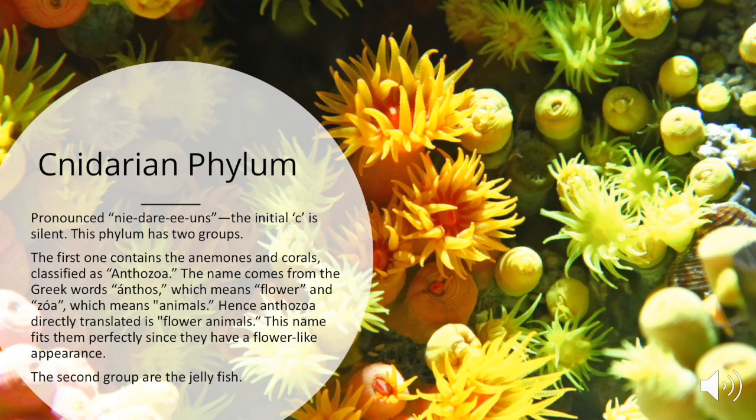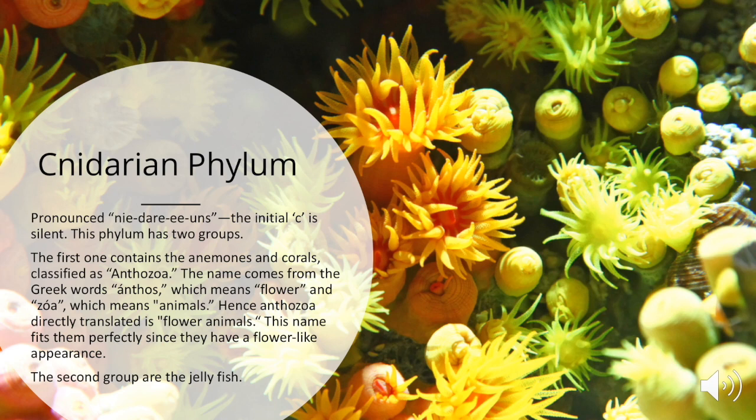All right, moving on. The Cnidarian phylum. This is pronounced Cnidarians, and the initial C is silent. That phylum has two groups. The first group inside of Cnidarian contains all the anemones and corals, classified as Anthozoa. This name, Anthozoa, comes from the Greek word anthos, which means flower, and zoa, which means animals. Hence, Anthozoa, directly translated, is flower animals. This name fits them perfectly since they have a flower-like appearance.